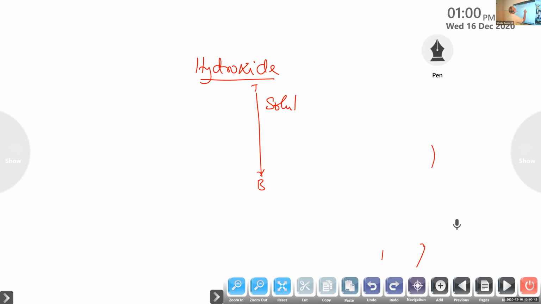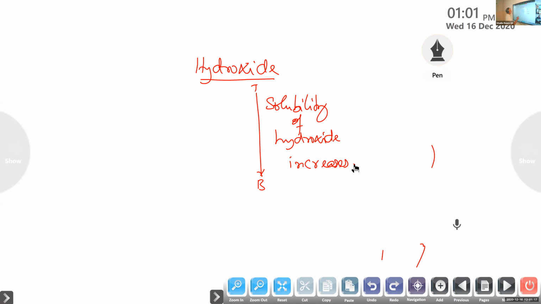Say from top to bottom, down the group, solubility of the hydroxides in water increases. That means the solubility of beryllium hydroxide and magnesium hydroxide is the least, while the solubility of barium hydroxide is the most.